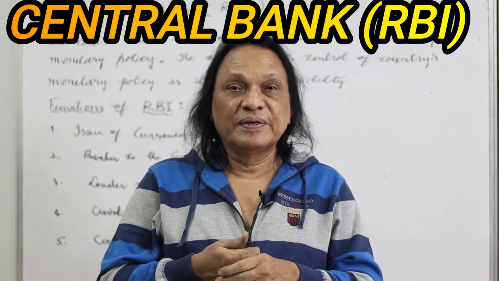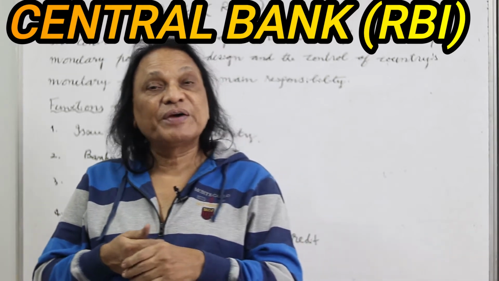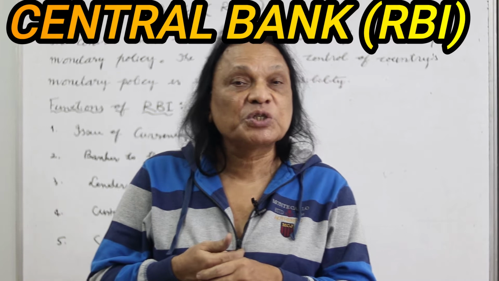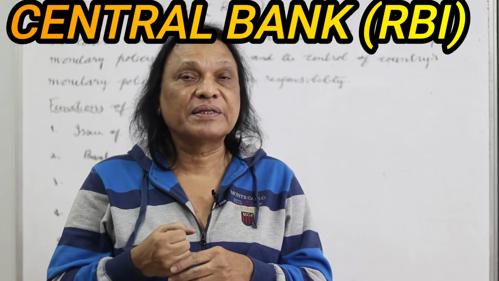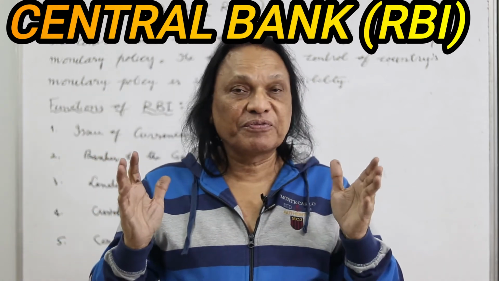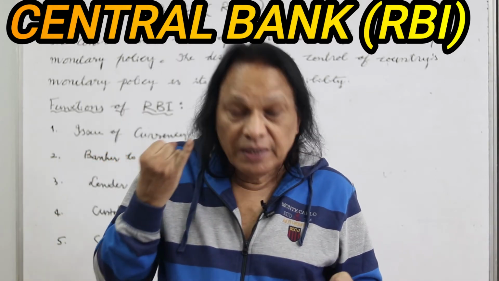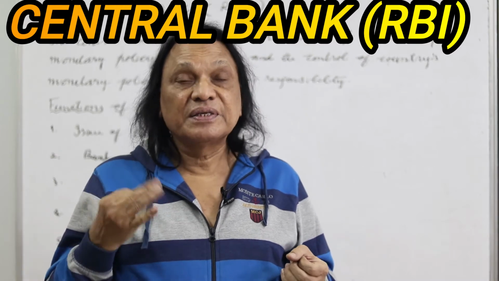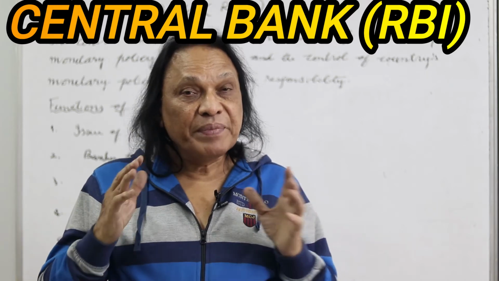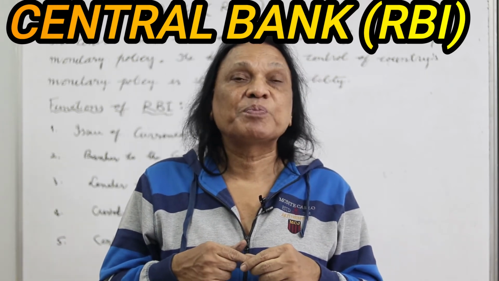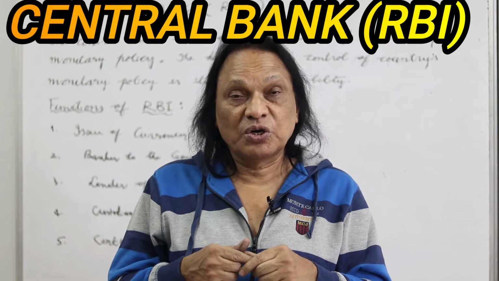Today we'll be discussing the Central Bank, RBI, Reserve Bank of India. We have seen last class the differences between the central bank and commercial banks. There is just one central bank in the country. You can have any number of commercial banks. Which are these commercial banks? This can be State Bank of India, ICICI Bank, HDFC, and Punjab National Bank.